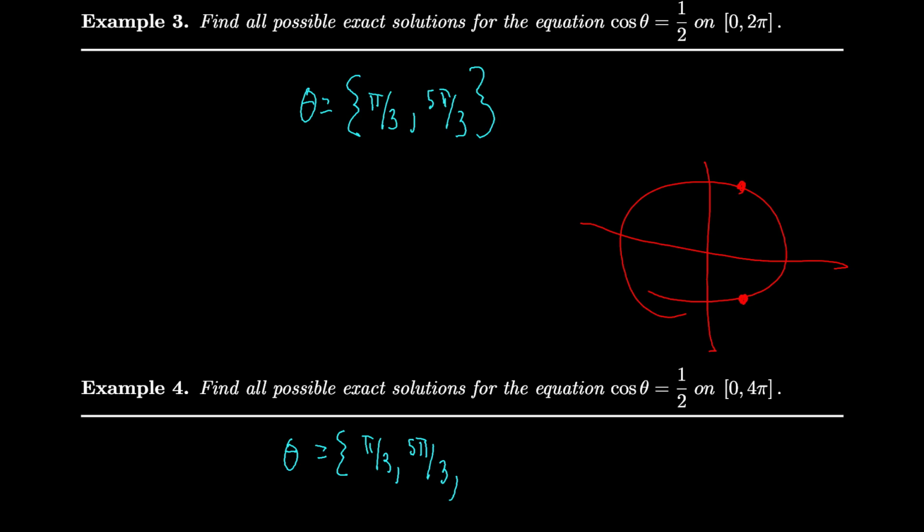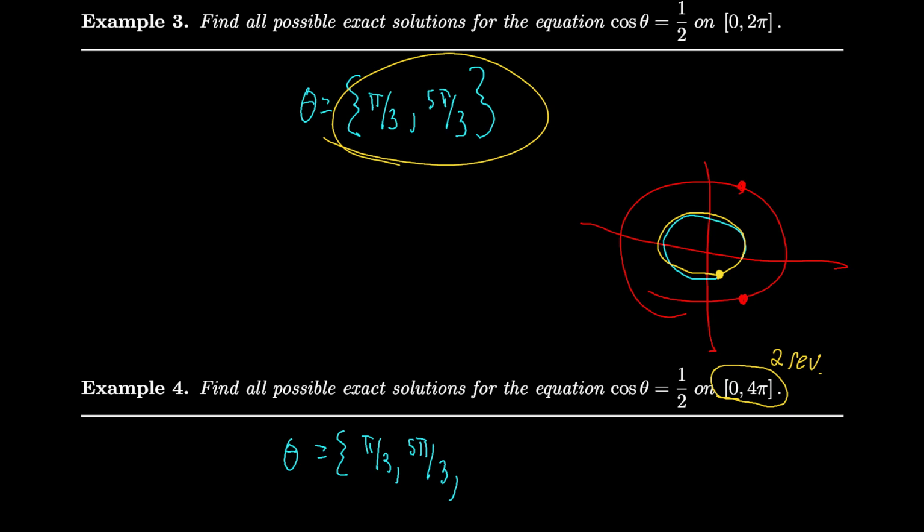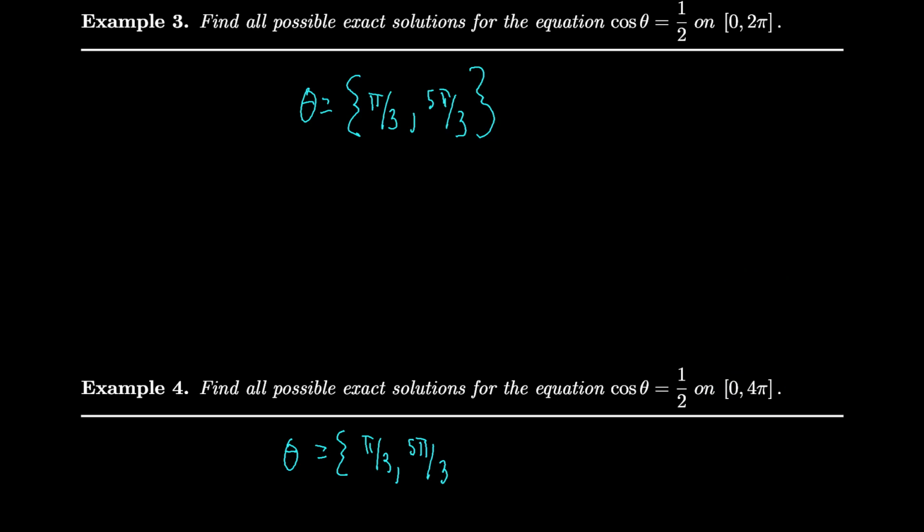And then the other question is, well, okay, what if you go around this far, that is 5 pi over 3, and then, in orange, we go around another 2 pi? Well, we're back to the same point, aren't we? And we are allowing 2 revolutions. 0 to 4 pi means 2 revolutions. So we're going to have the 2 answers, and then we're going to add 2 pi to each of them. So we're going to add 2 pi to each of those numbers.